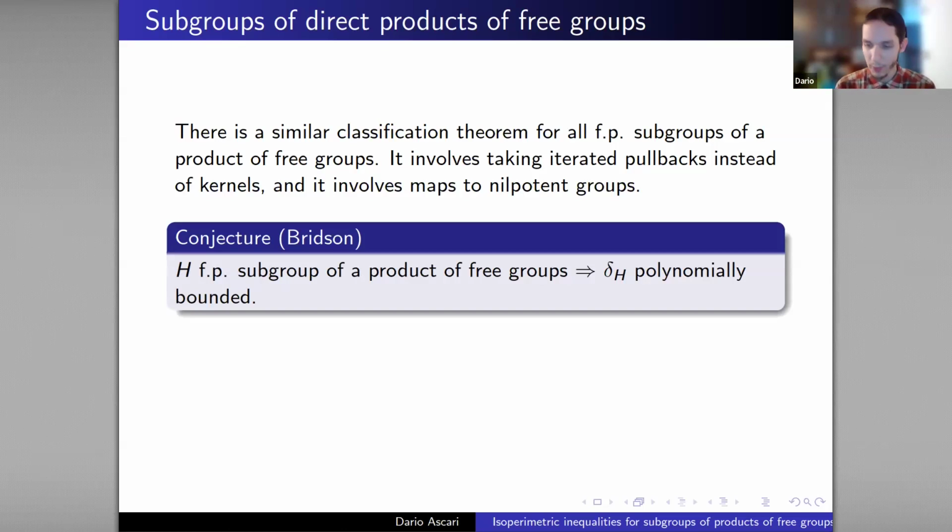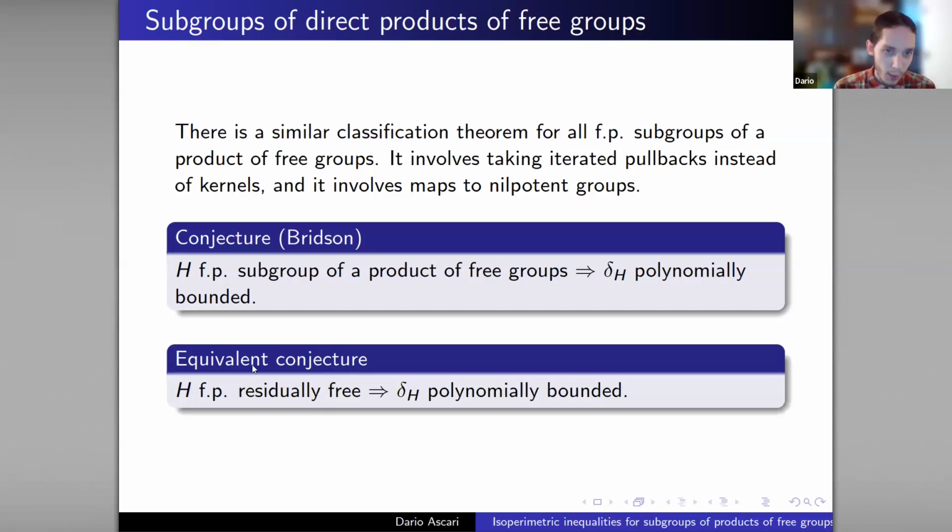Actually, let me go over this very quickly. For people who already know about limit groups, this is equivalent to another conjecture: that for every finitely presented residually free group, its Dehn function is polynomially bounded. This is a very interesting conjecture because this is a big class of groups. So we would find a big class of groups with polynomially bounded Dehn functions.